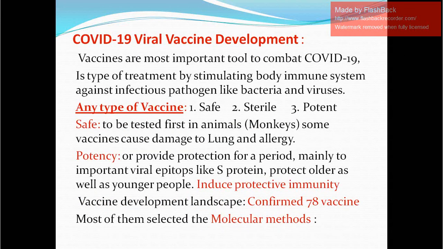Viral vaccines. Vaccines are the most important way to combat viral disease like COVID-19. It is a type of treatment that stimulates the immune response or immune system against infectious diseases. Any type of vaccine, for animal or human, has to be safe, sterile, and potent. Safe means when you give it in small or large doses it does not cause a disease. Sterile means it has no pathogen, and potent means it has to induce immunity in the vaccinated individual.